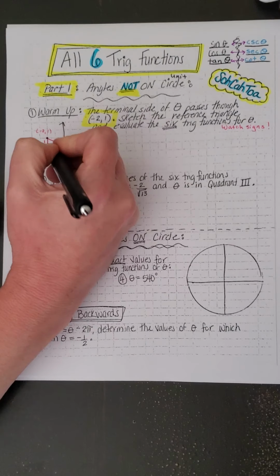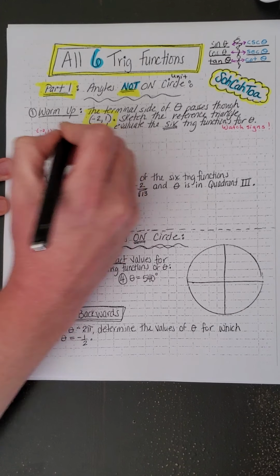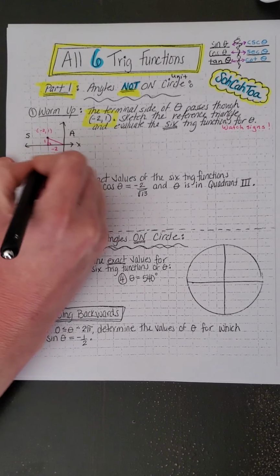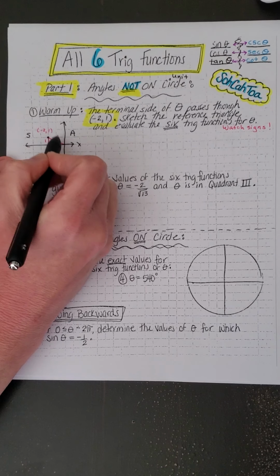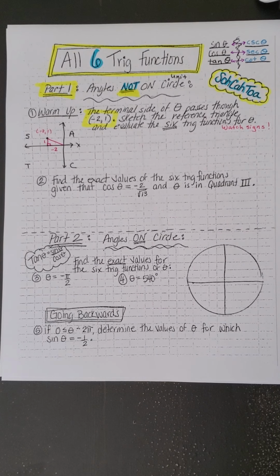But if you would rather not put the negative, you could just remember that little saying I said about the unit circle: All Students Take Calculus. And so in this quadrant, sine will be positive, and cosine and tangent will be negative.